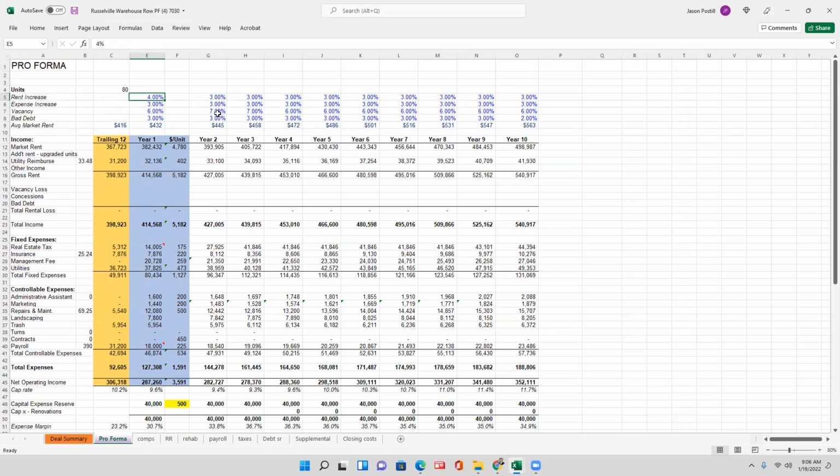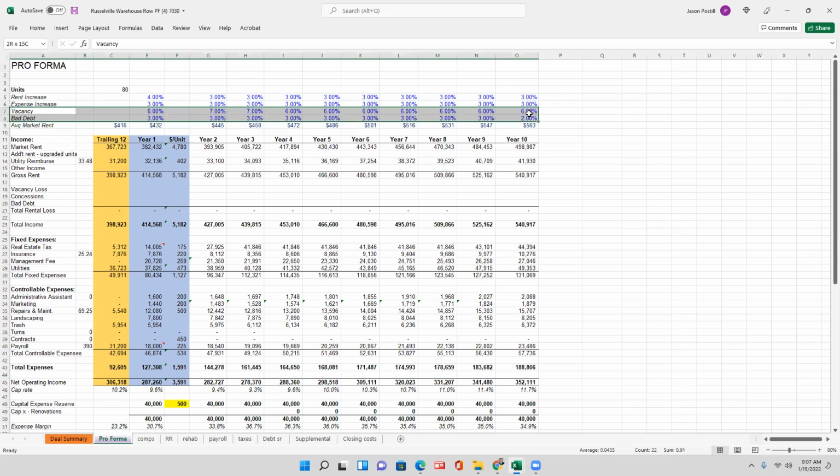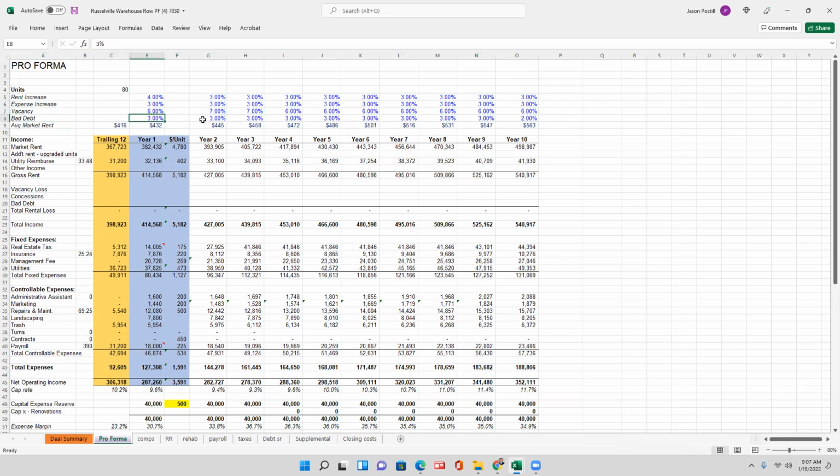Vacancy, the bank's always going to do 5% no matter what. If you have 100 units and it's 100 units filled, the bank, when they look at this, they're still going to put in a 5% vacancy rate, right? That's how they're going to underwrite the deal. So we want to do similar. 6 to 7 is always conservative. Bad debt, 3%, put 2%.